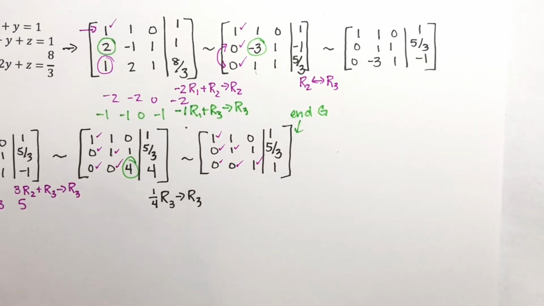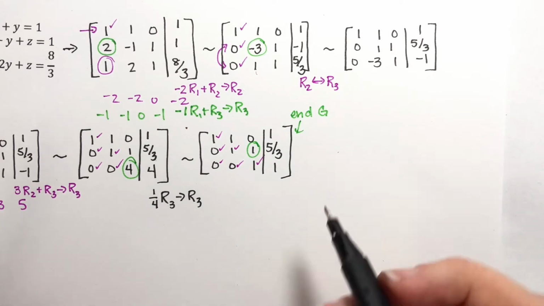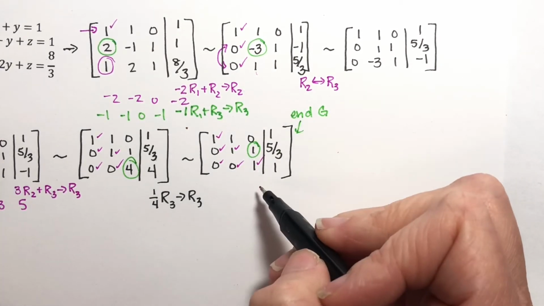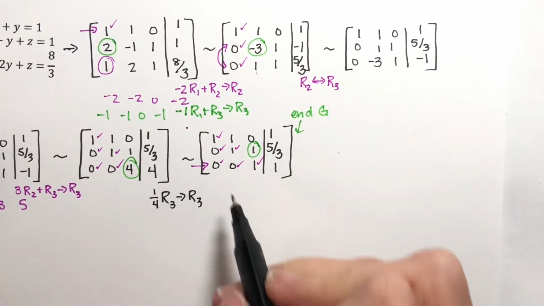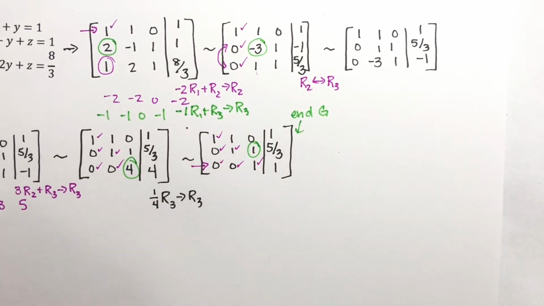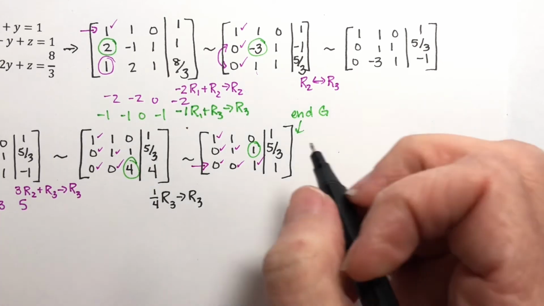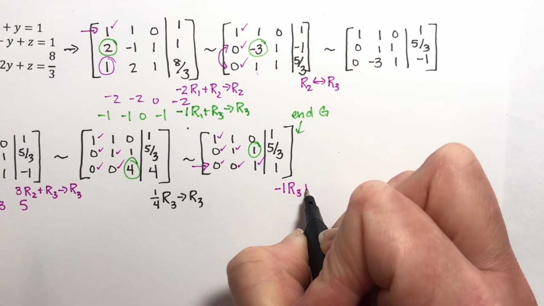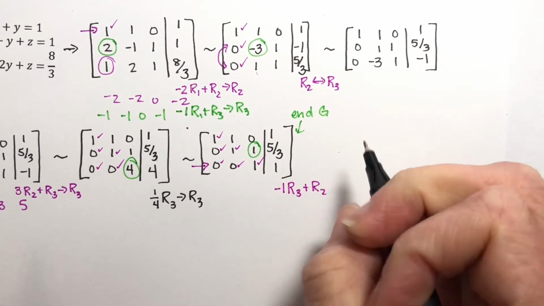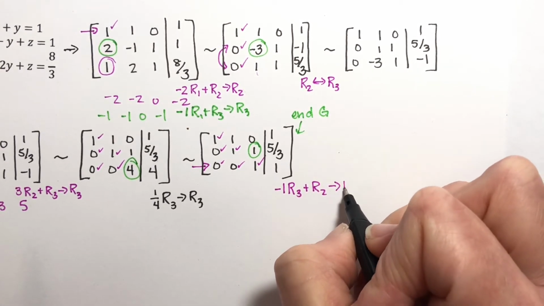Our next step is to change this 1 into a 0. That means we need a tool row. Where in this column have we created a 1? Right here. This is my tool row. What do I need to multiply it by to get rid of a 1? A -1. So I'm going to do -1 times row 3 plus row 2, and I'm going to write my answer in row 2.